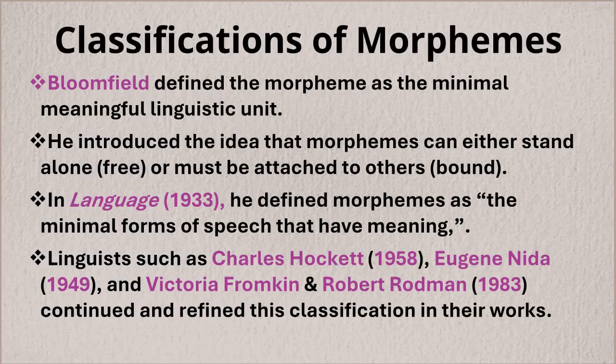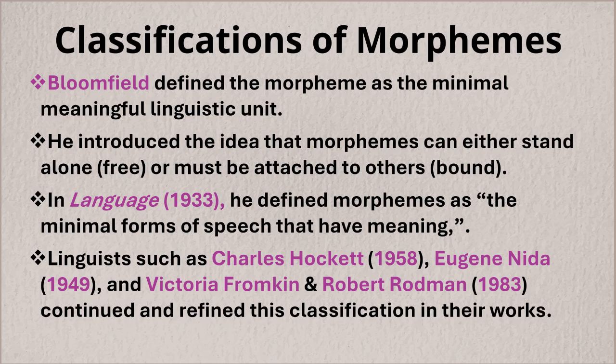Now, let's begin with a question: who introduced the idea of classifying morphemes? Well, Bloomfield was among the first to systematically define the morpheme as the minimal meaningful linguistic unit. He introduced the idea that morphemes can either stand alone, free, or must be attached to others, bound. In his book Language, 1933, he defined morphemes as the minimal forms of speech that have meaning, and his examples clearly separate free and bound forms. But remember, Bloomfield did not invent the terms free and bound himself. He formalized and popularized the classification within the field of linguistics.